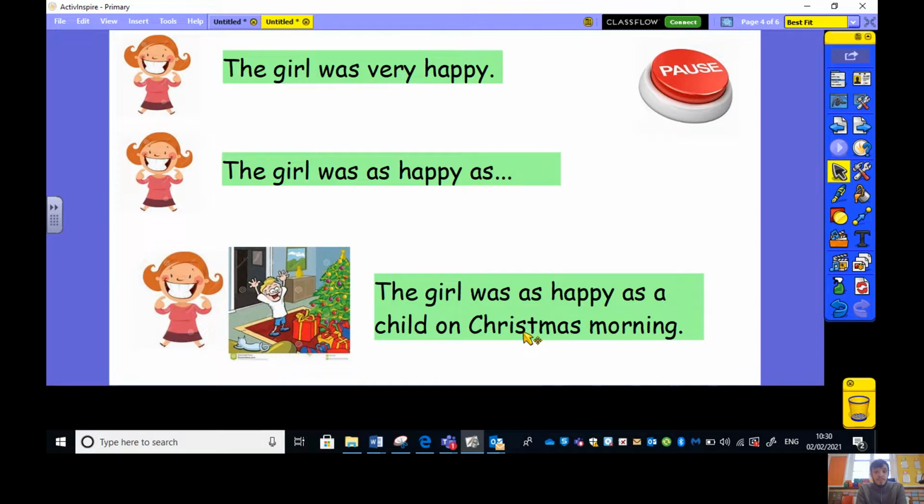I heard the girl was as happy as a child breaking up for the summer holidays, as happy as a girl when she arrives at Disneyland. Lots of different examples there using a simile.